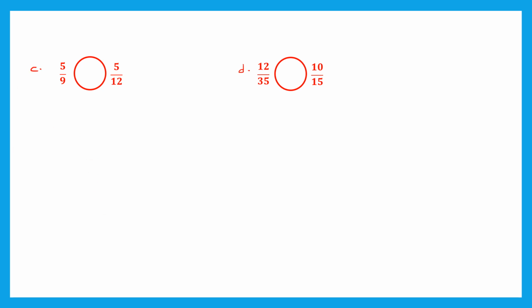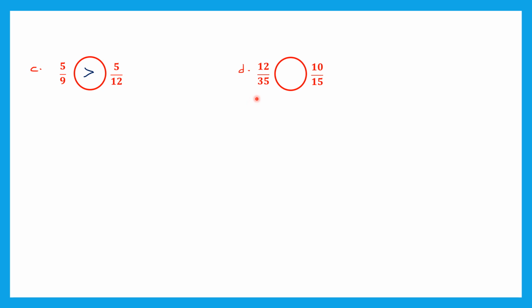Question C. 5 by 9 and 5 by 12 we have to compare. Since the denominators are different, they're unlike fractions. But let's look at the numerators. Numerators are both 5, they are the same. So when numerators are the same, look for the smaller denominator. 9 is smaller, isn't it? That will make it the greater fraction. So 5 by 9 is greater. Remember, when numerators are the same, the smaller denominator makes it the greater fraction.